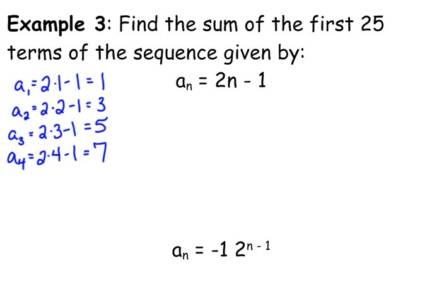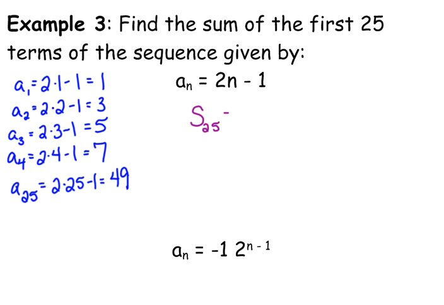Okay, so what do we need for our equation? We need the number of terms. Well, they told us that. First 25 terms. We need to know the first term, that's 1, and we need to know the last term. Well, can't we plug that into our equation? A sub 25, 2 times 25 minus 1, 50 minus 1 is 49. So really I didn't have to do that, but I did want to show you how you can see, okay, the first term's 1, common difference is 2, so forth and so on.